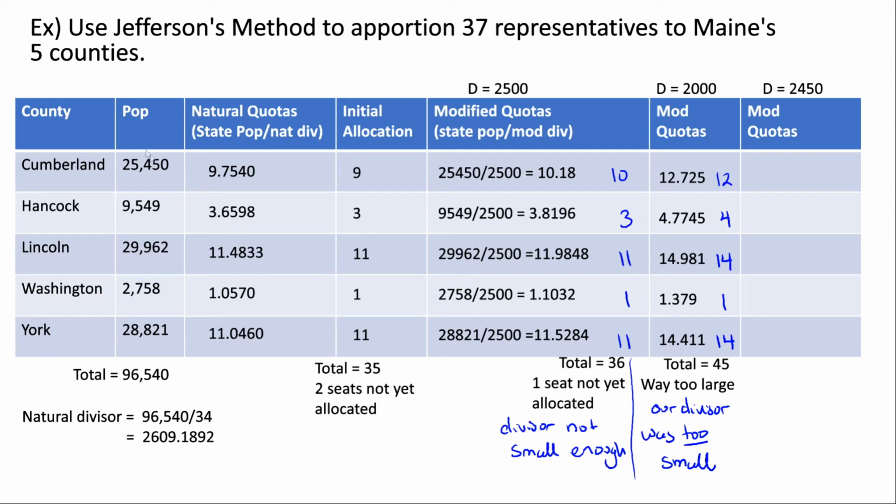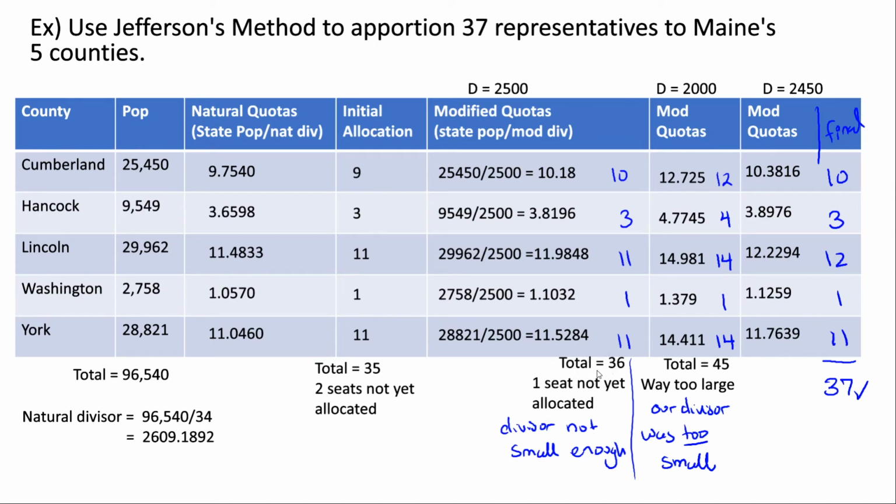Now we'll take each state population, divide them all by 2,450, and these are the modified quotas we get now using this divisor. So we will round all of them down, and we want to check that they sum to the correct house size. So 10 plus 3 plus 12 plus 1 plus 11 does add up to 37, which is the correct house size, so this is our final allocation. When you're doing guess and check in general, if you did not give out enough seats, you need to make the divisor smaller. If you gave out too many seats, you need to make the divisor larger.